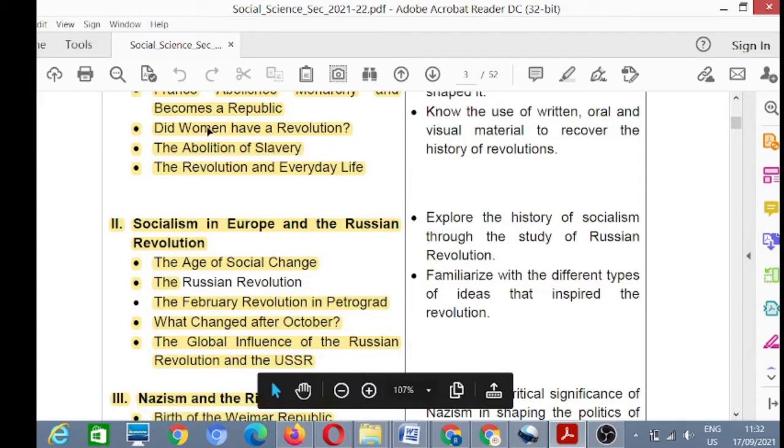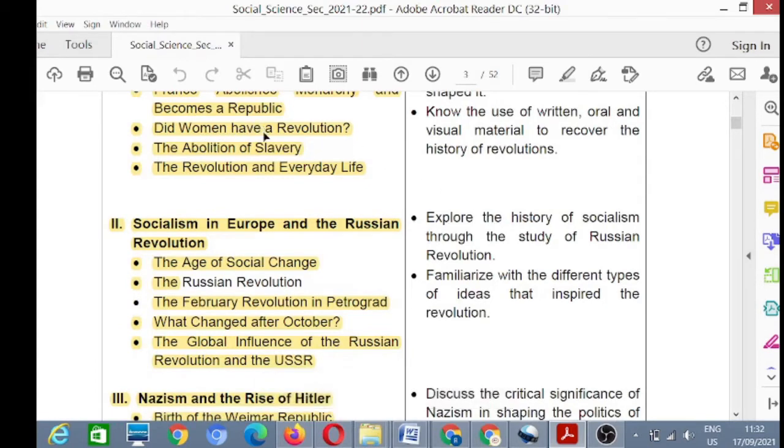Now, next is the revolution and everyday life. What was the relation between revolution and everyday life or general life? So, this chapter was related to French Revolution. Now, we come to second chapter. The second chapter is related to socialism in Europe and Russian Revolution. In first chapter we learned French Revolution. In second chapter we will learn Russian Revolution.